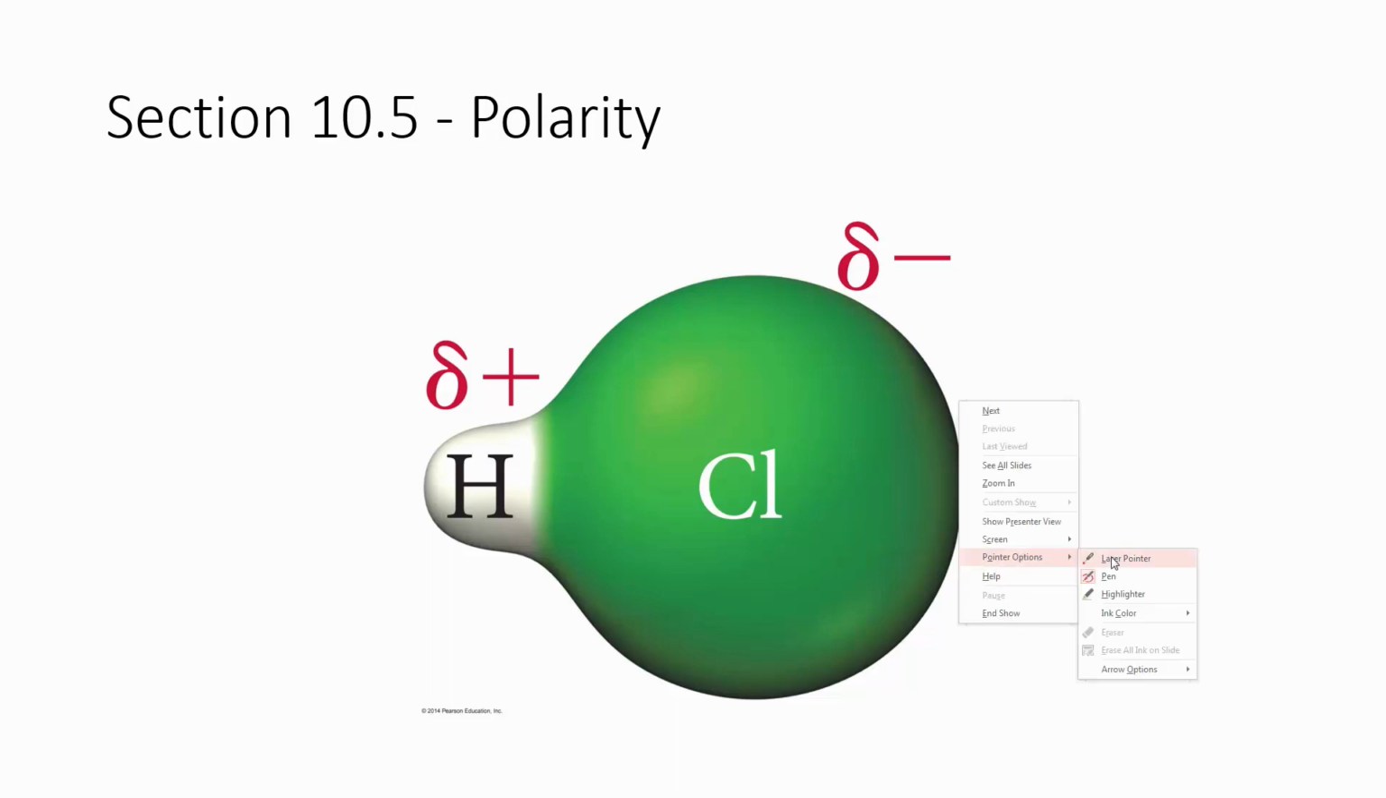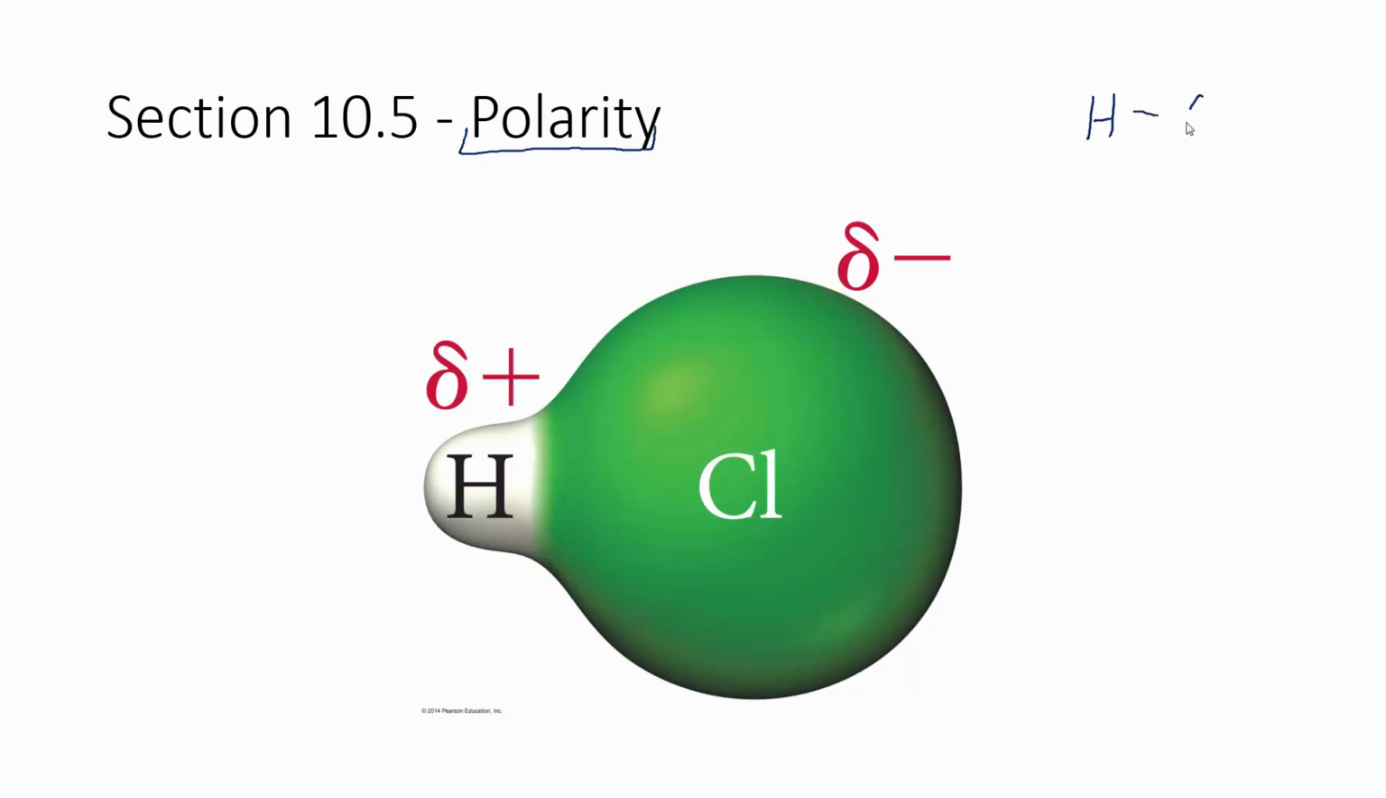So section 10.5 is actually much simpler than they make it out to be in the chapter. This is really just about polarity, which means a partially negative and partially positive side of a molecule. So if we look at the Lewis dot structure for hydrogen monochloride or hydrochloric acid, depending on how you look at this, but we're going to look at the covalently bound version, so hydrogen monochloride.